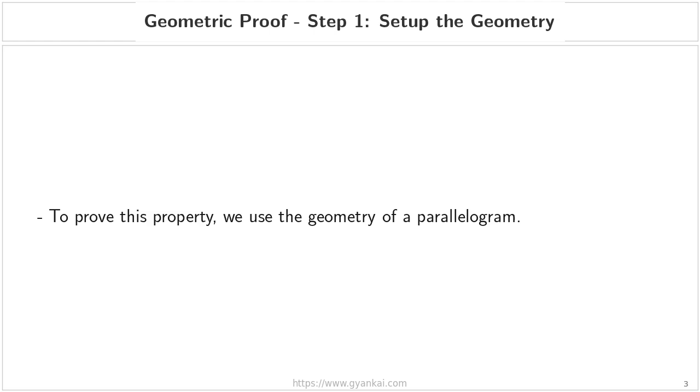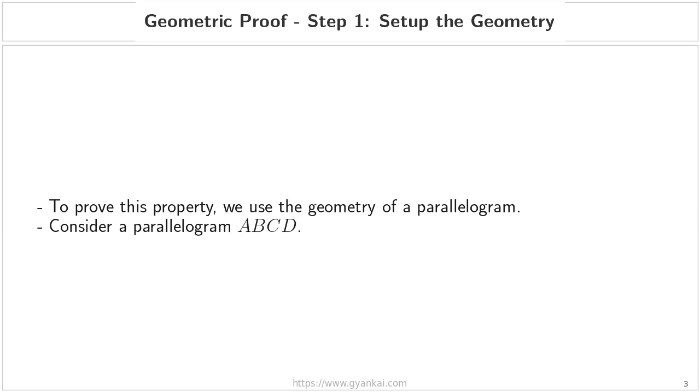Geometric proof. Step 1. Set up the geometry. Now that we have established the definition of the commutative property, let's move into the formal proof. To prove this property mathematically, we are going to use the geometry of a parallelogram. Please visualize or draw a parallelogram and label the vertices A, B, C, and D in order.